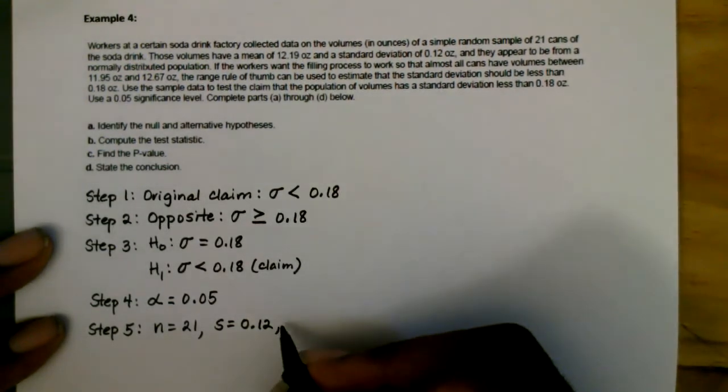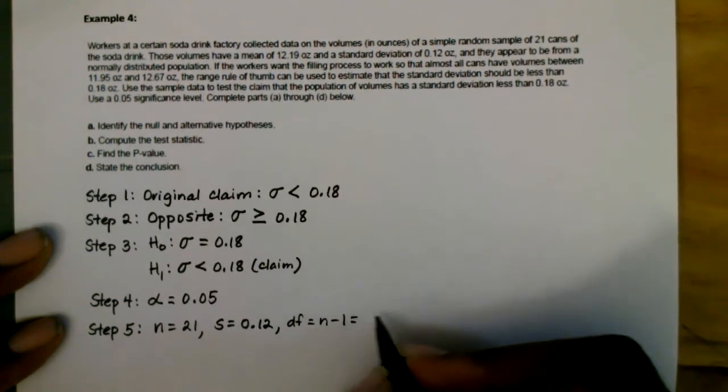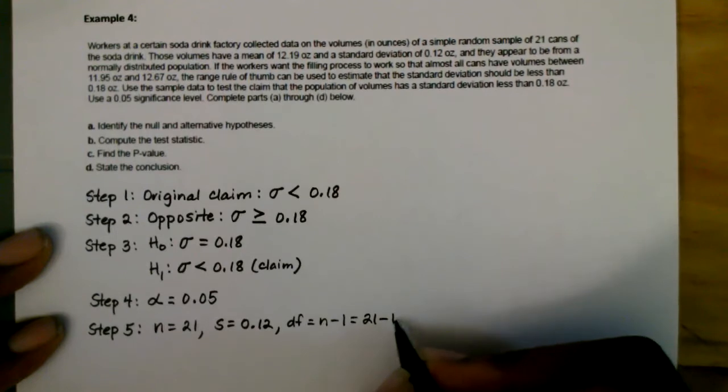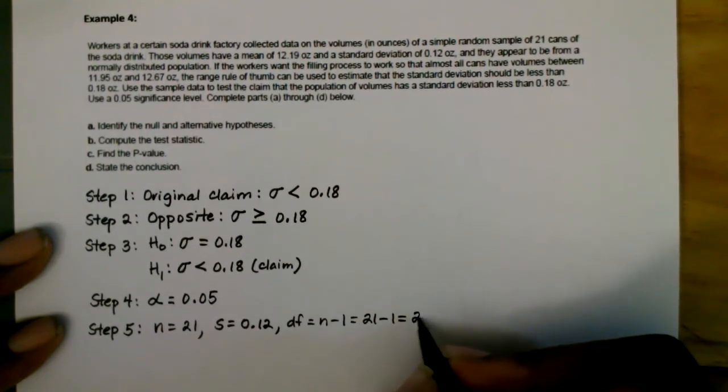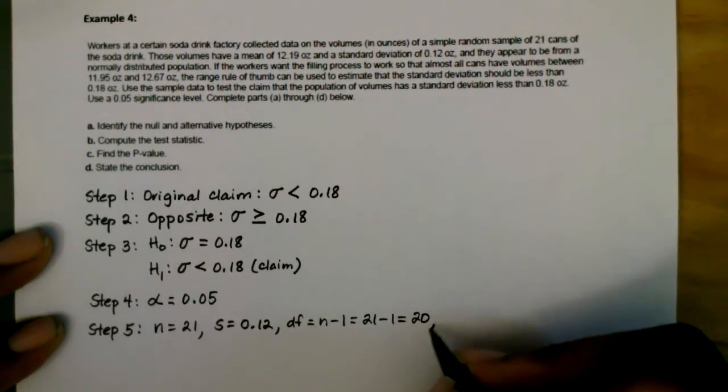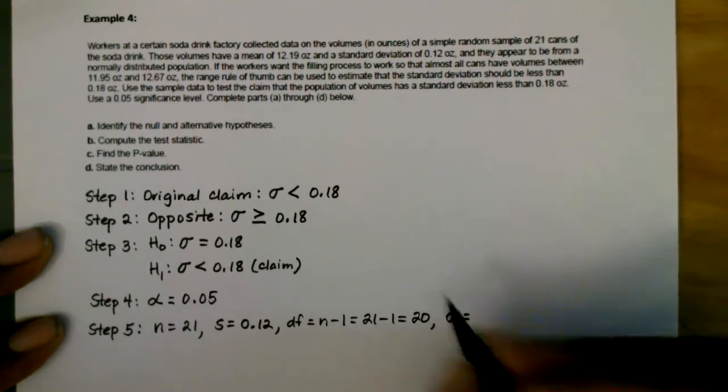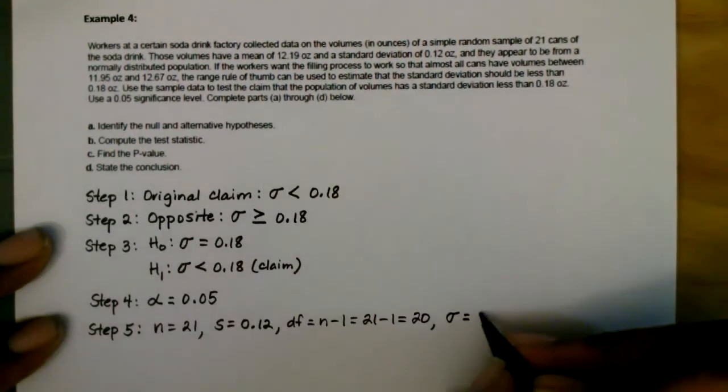And then let's get our degrees of freedom. That's, of course, N minus 1. N is 21, so 21 minus 1 will be 20 degrees of freedom. And sigma is from the null hypothesis, 0.18.